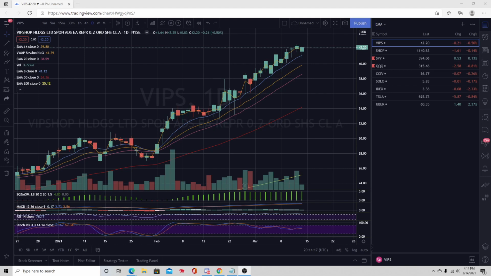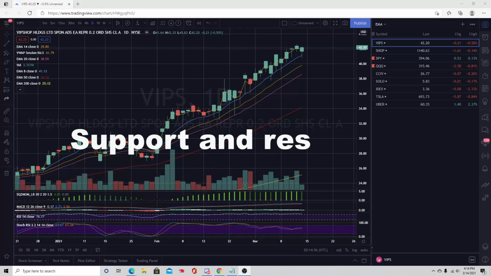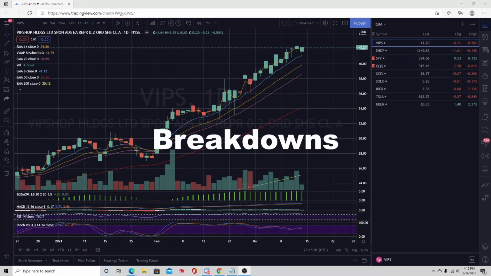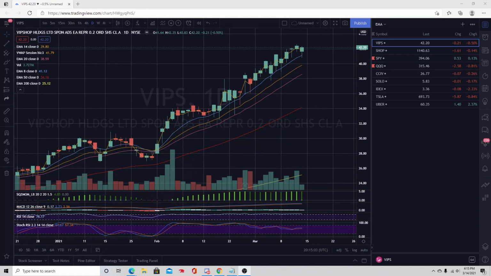EMAs are exponential moving averages. EMAs give you a better idea of what is happening now because they reflect more recent price changes than SMAs or regular moving averages. You can use EMAs to identify support and resistance, breakouts, breakdowns, reversals, continuation, and when a stock is overbought or oversold.